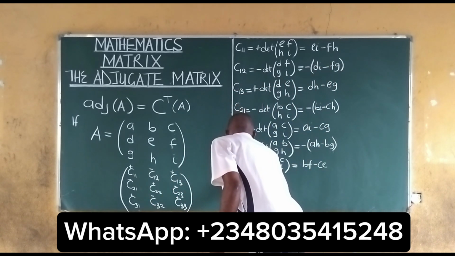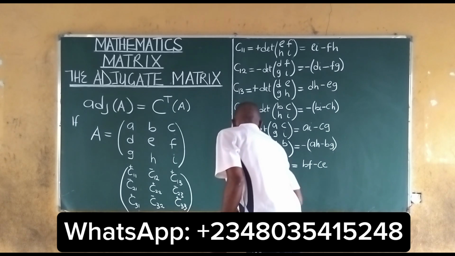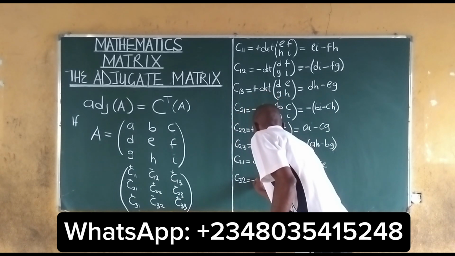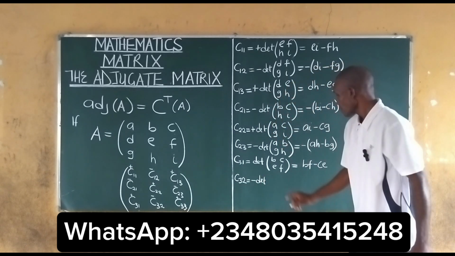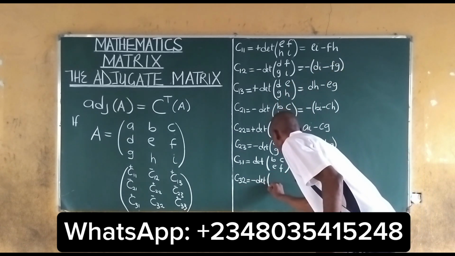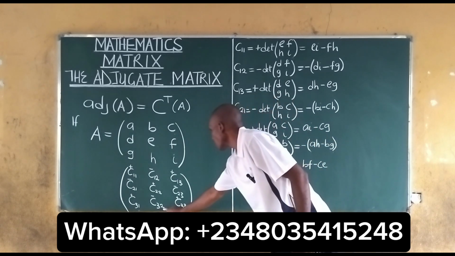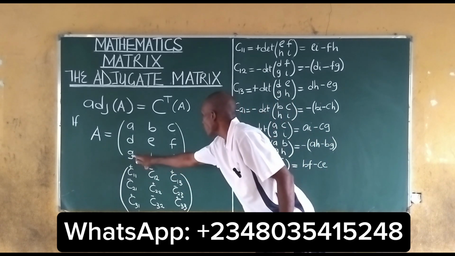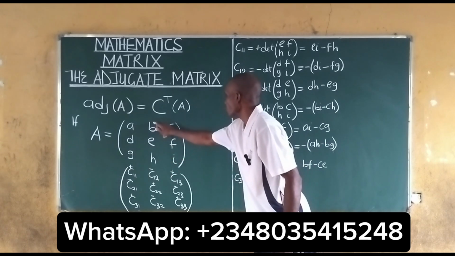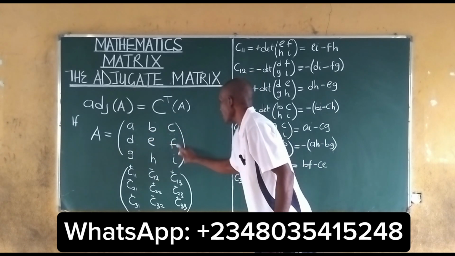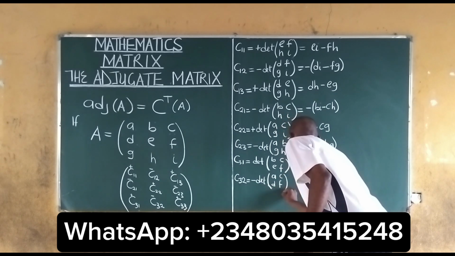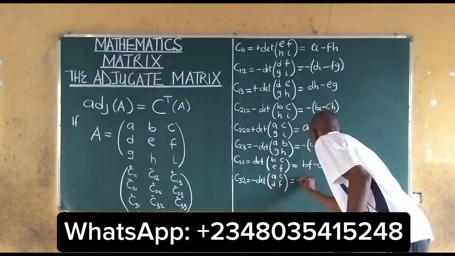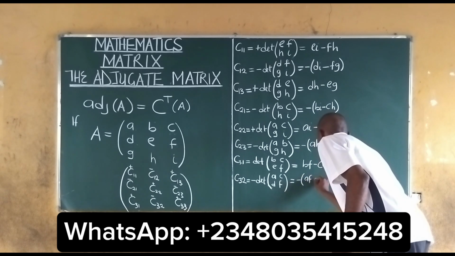Also, we have C32, which is equal to, there's a negative sign. So we have negative determinant of C32, which is this. So we exclude the whole of this row and the whole of this column. So we have A, C, D, F, which is equal to negative AF minus CD.